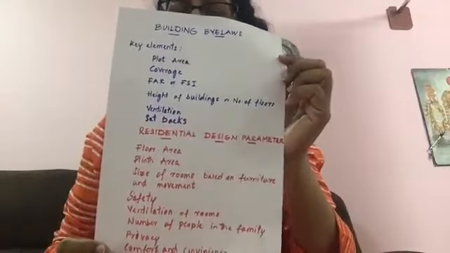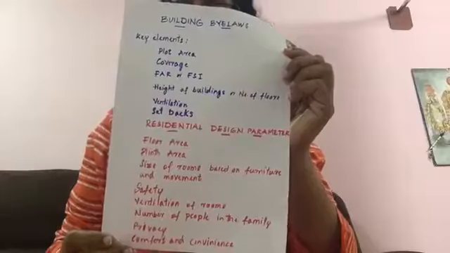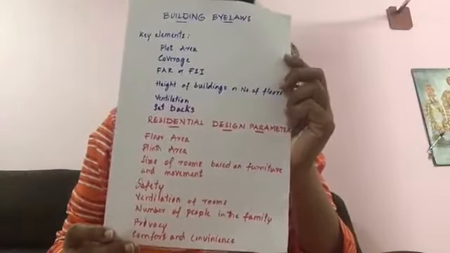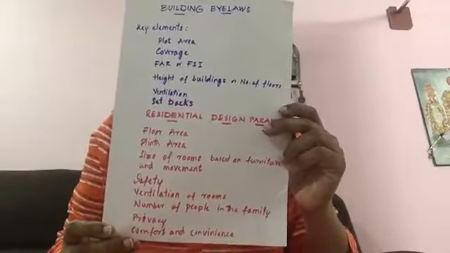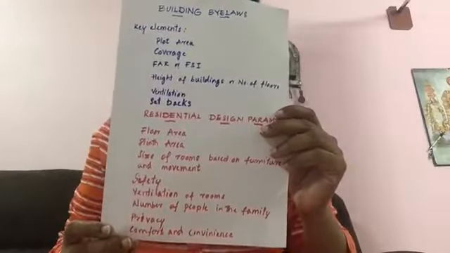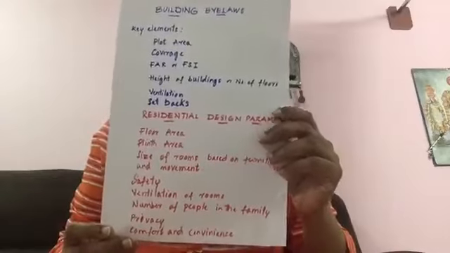The first one in the building bylaws is the plot area, then what is meant by coverage, then FAR, it used to be called FSI, that is floor area ratio or FAR, and then the height of buildings or the number of floors that you can build, and then ventilation, and then setbacks.